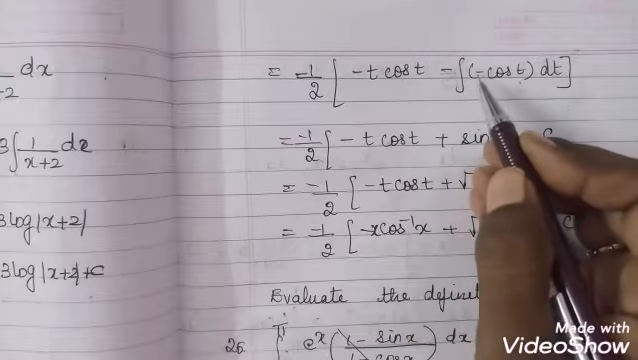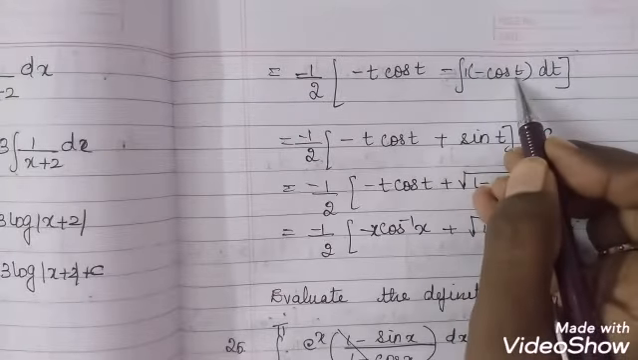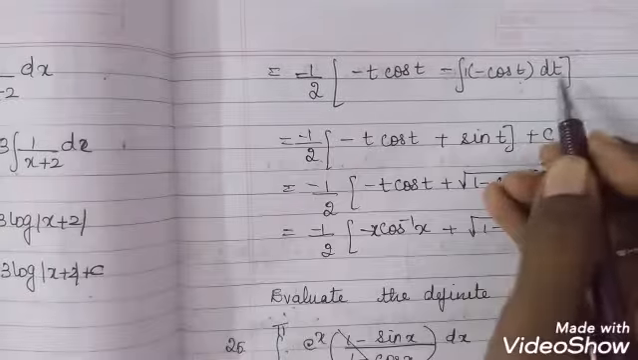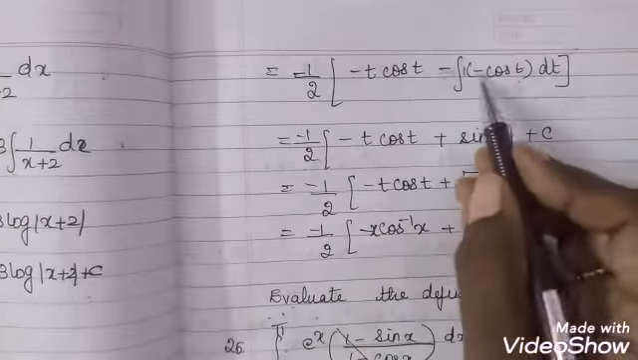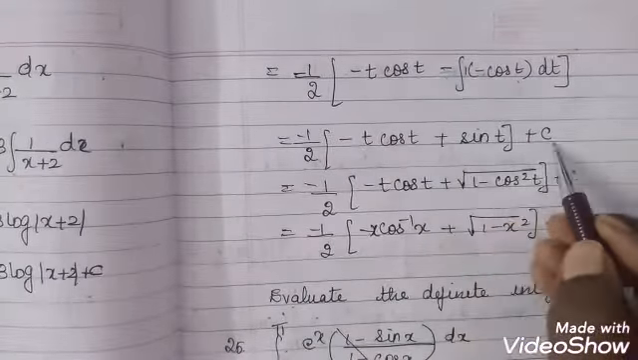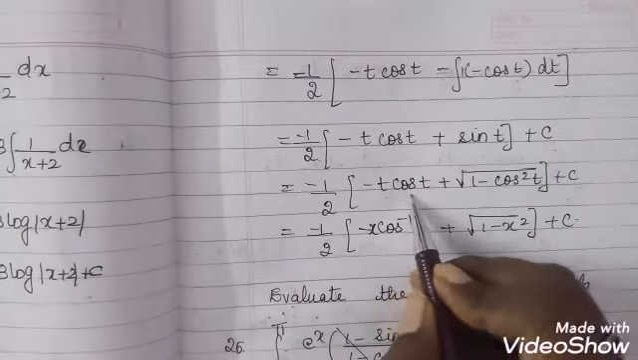minus integral of d by dt of t is nothing but 1 into integral of sin t will give me nothing but minus cos t dt, which is equal to minus 1 by 2. It's minus t cos t, minus into minus is nothing but plus sin t plus a constant. So it's minus 1 by 2 into minus t cos t.